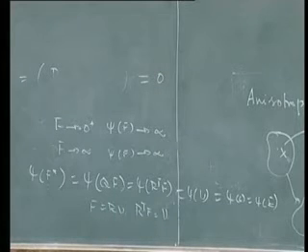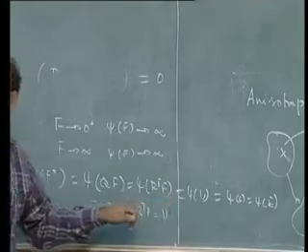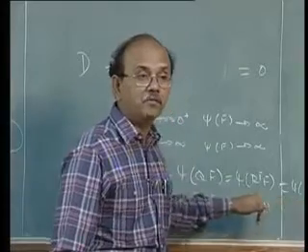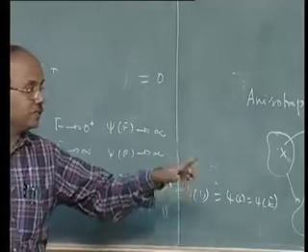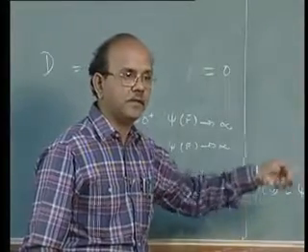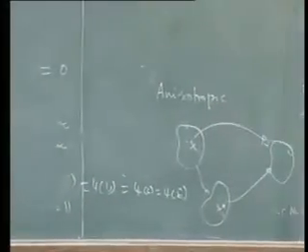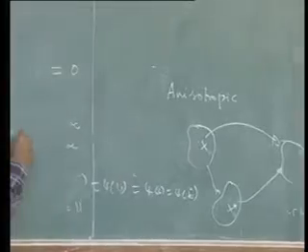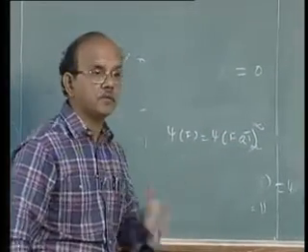Now, as we had done in our earlier classes, please note that we are talking about material objectivity. These results are due to material objectivity. Okay, so if psi F is equal to psi F star, then we say that the material is isotropic.